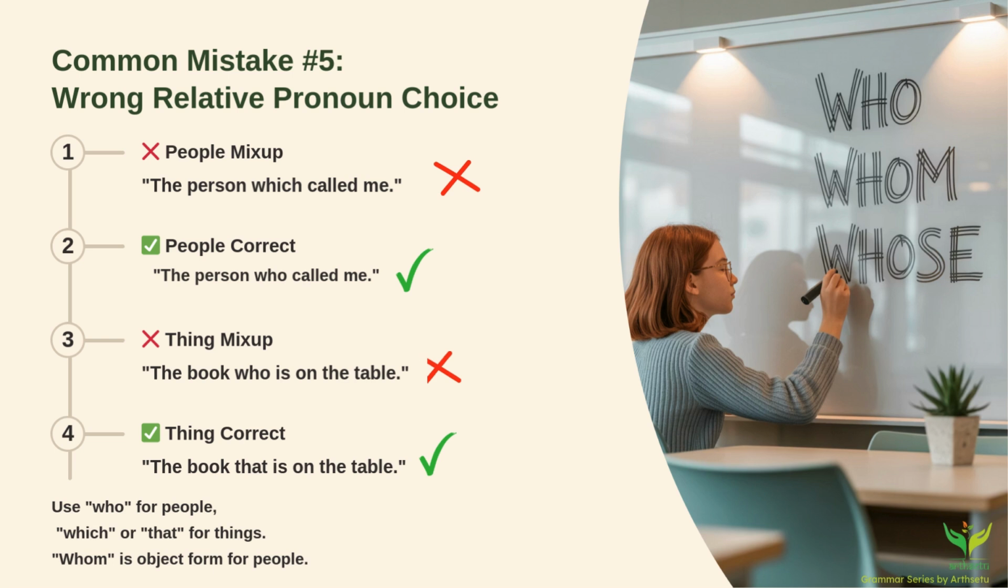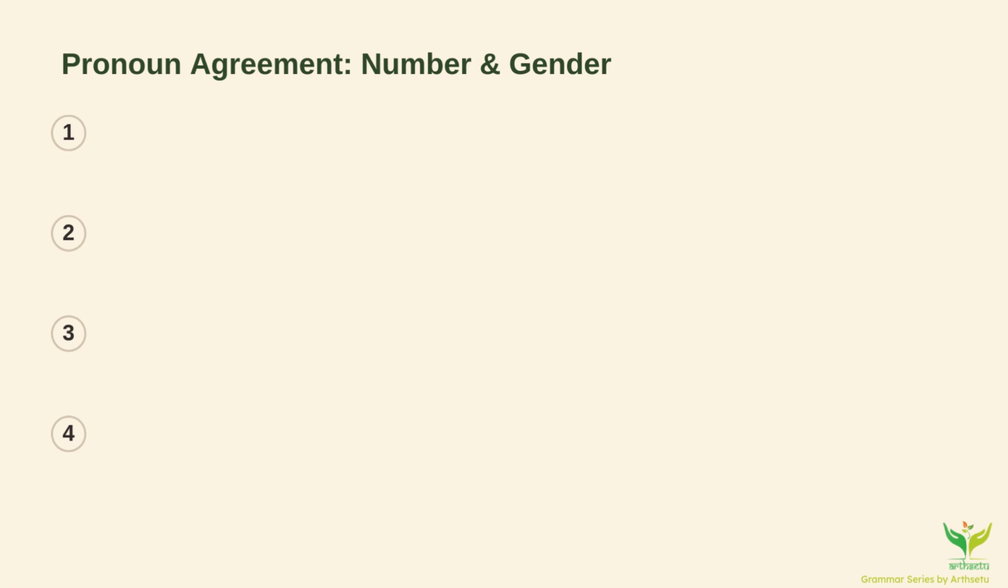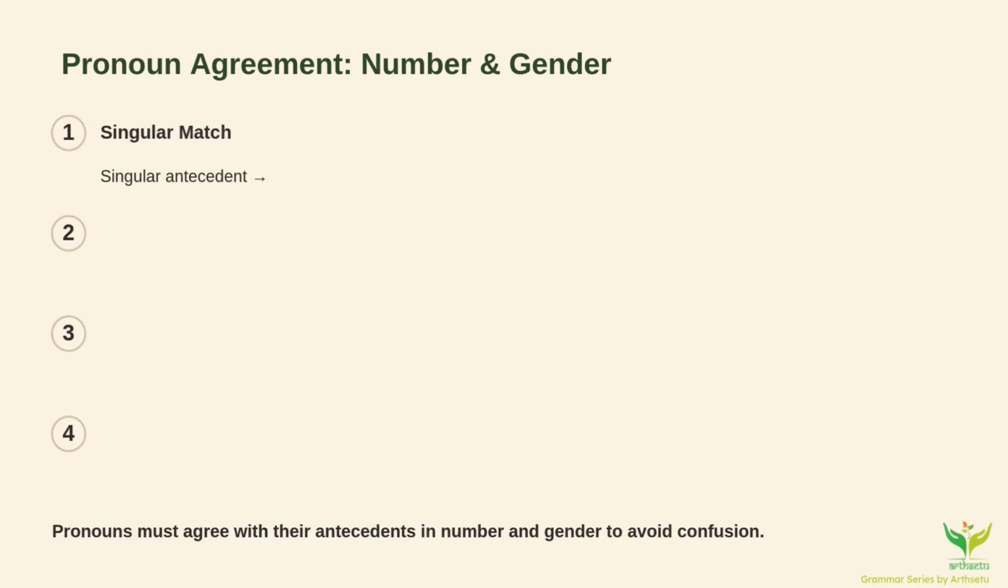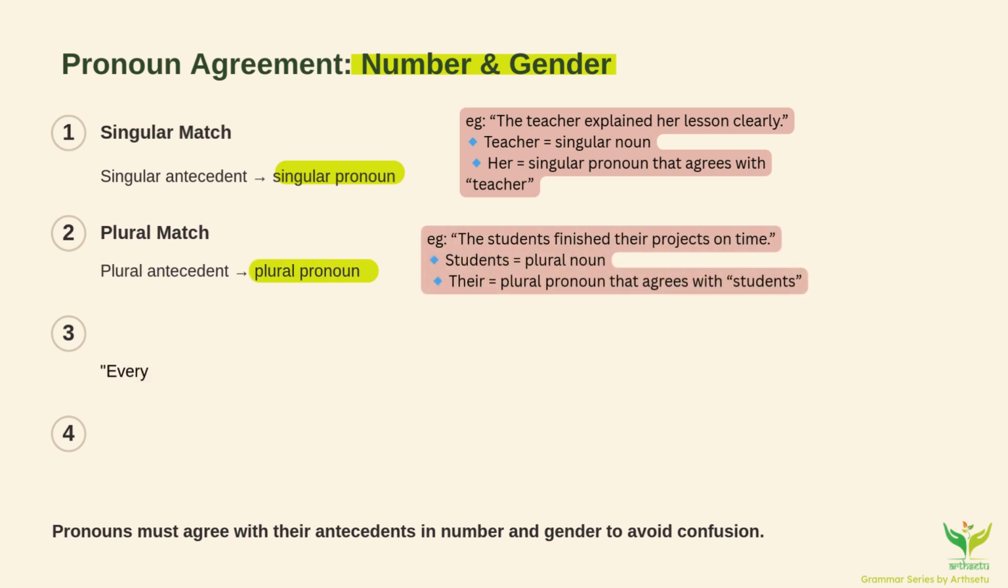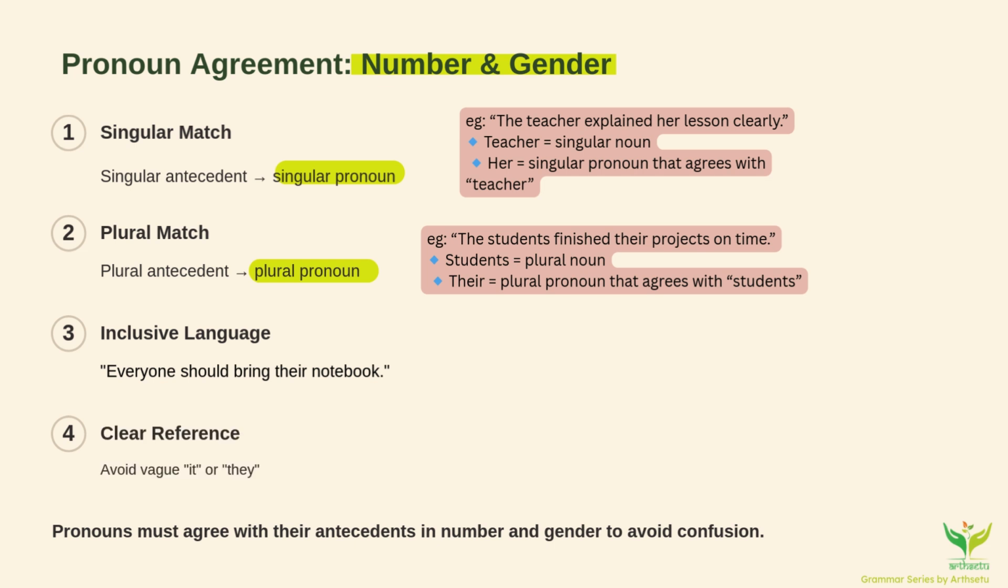Now let's talk about agreement. Pronouns must agree with their nouns in number and gender. If the noun is singular, the pronoun must also be singular. If the noun is plural, the pronoun must be plural. For example, everyone should bring their notebook. Here, even though everyone is singular, English now allows their for inclusivity. Agreement makes your sentences clear and professional.